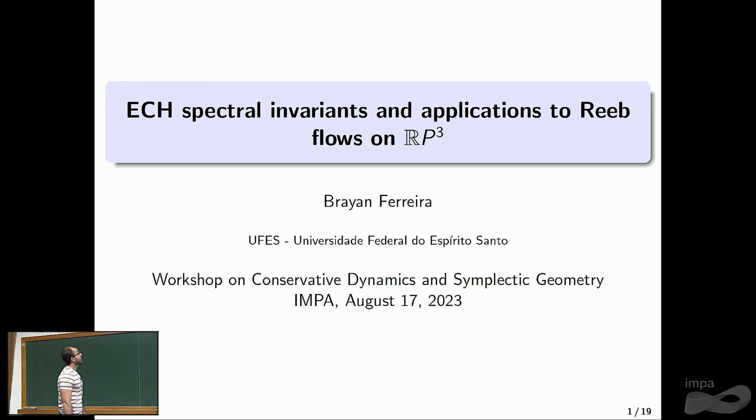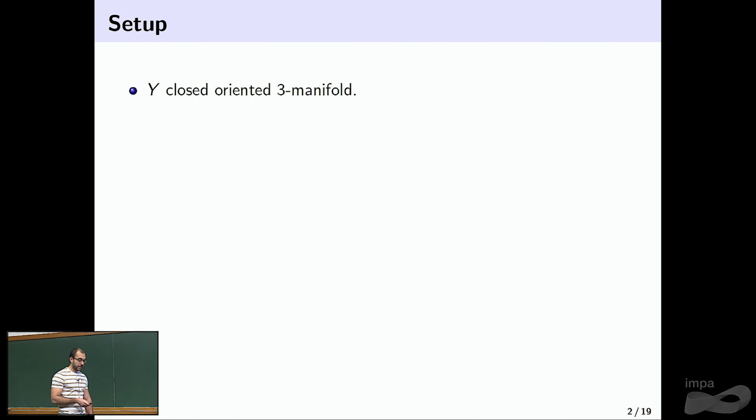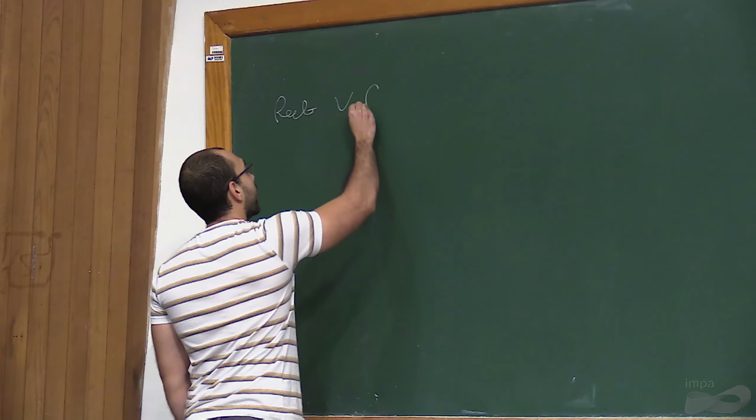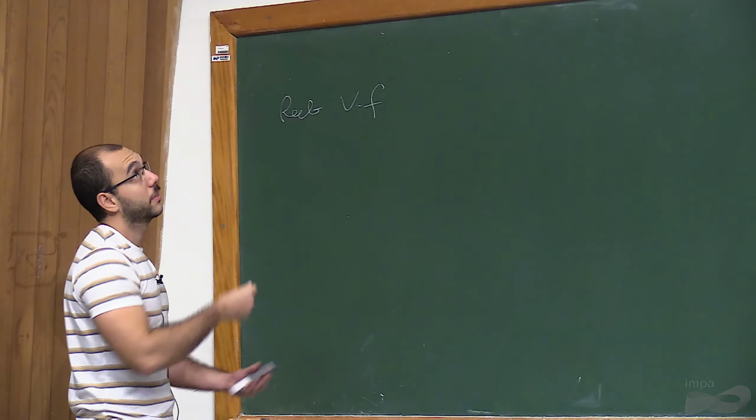As Leonardo said, I'm going to speak about the spectral invariants on ECH and some applications. So ECH has been shown to be very fruitful in understanding 3D Reeb dynamics. And I'm going to start by recalling the setup and the features. So we start with a 3-manifold, which is closed and oriented. And then we take a non-degenerate contact form. As it appeared in other talks, I think Miguel Abreu defined this properly. We have the Reeb vector field, naturally induced by the form.